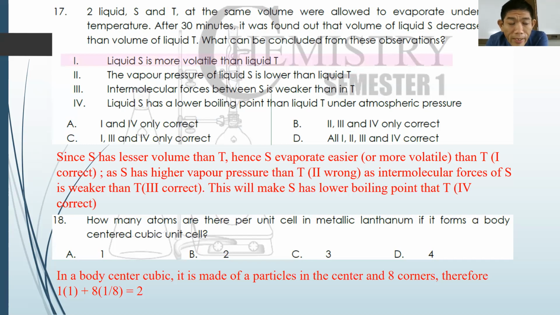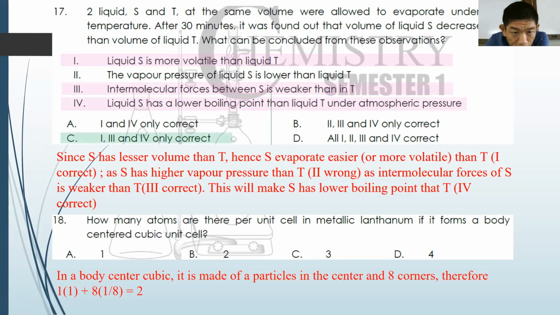Number 2, when a substance is easily vaporized, it means that the vapor pressure of S is higher than T. So number 2 is wrong. Number 3, the intermolecular forces of S are weaker than T. That is the reason why it vaporizes more easily, so number 3 is correct. Number 4, liquid S has a lower boiling point than liquid T under the same temperature and pressure, so number 4 is also correct. So the best answer here is 1, 3 and 4, C.